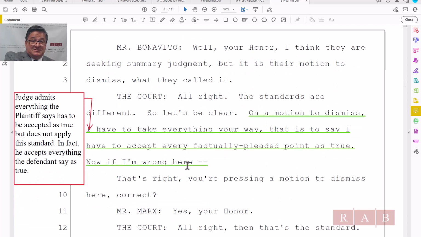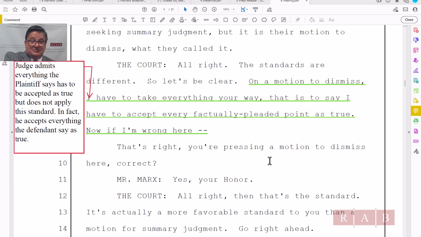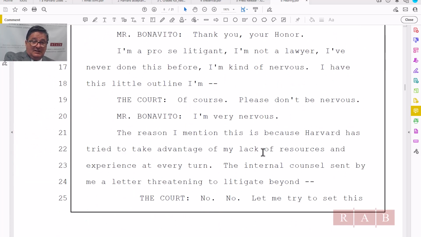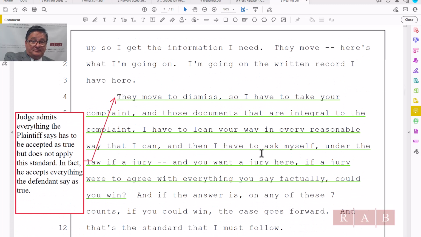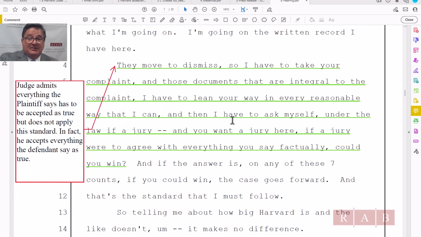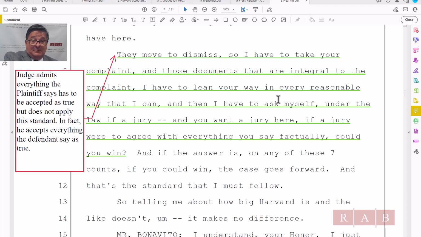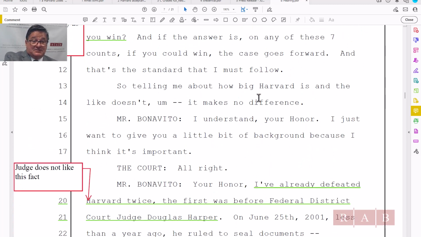On a motion to dismiss, you have to take everything my way. The judge says he's going to take everything away, which is total BS. He's already said Harvard won the case. He read the case with great care. Now, they moved to dismiss, so I have to take your complaint. He's talking again. Basically, everything I say he has to accept as true, so I should win the case, right? But he already said Harvard has the best of it for some reason.